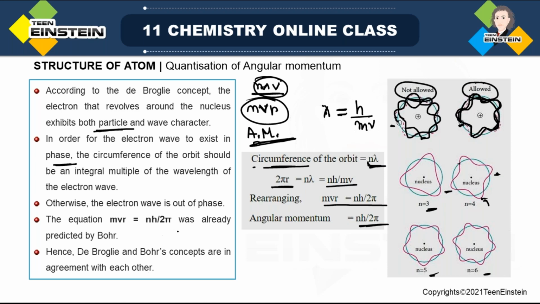The equation mvr equal to nh by 2 pi, we have seen this equation in the case of Bohr's model. It was already predicted by Bohr.